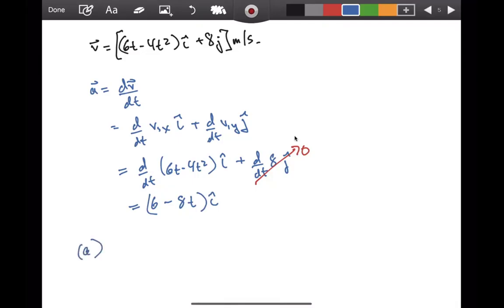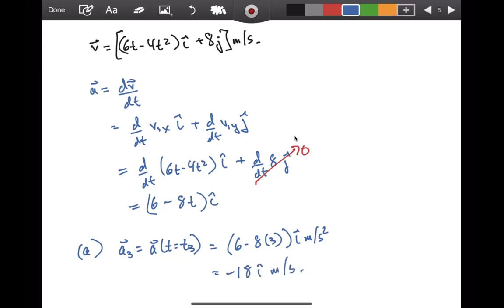So for part A, we simply want to know what our instantaneous acceleration is at 3 seconds. So this is my instantaneous acceleration evaluated at t equal to 3 seconds. Plug that in. This becomes 6 minus 8 times 3 in the i hat direction, with units of meters per second squared. 6 minus 8 times 3 is minus 18 in the i hat direction. So it's accelerating in the negative x direction at 18 meters per second squared. That's the acceleration at that point.